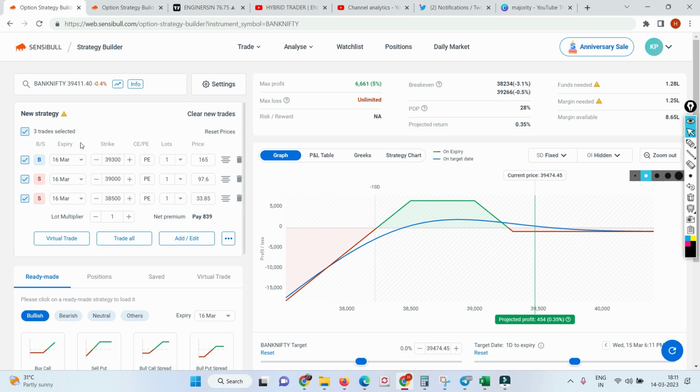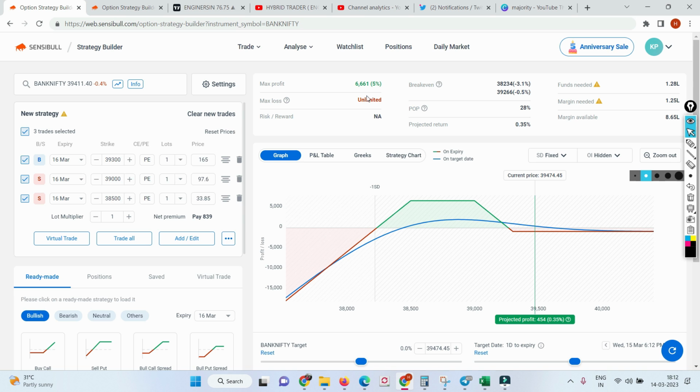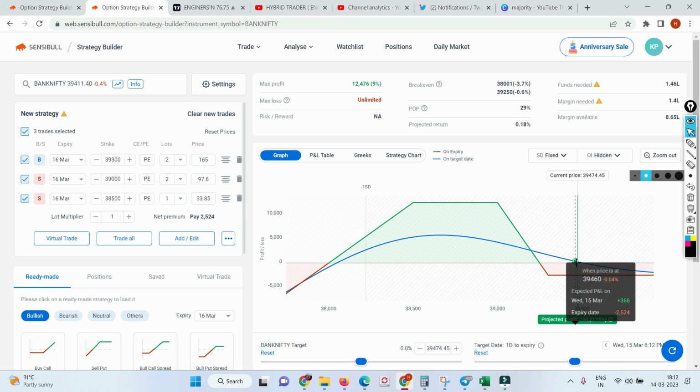But what I say is, I'll take you to the second window. Rather than entering 1 is to 1 is to 1, I'm entering 2 is to 2 is to 1. That's it. So what are the advantages, and what are the pros and cons? First thing is, your loss has increased. Your loss was actually 839, we saw it, right? But your loss has increased to 2524.